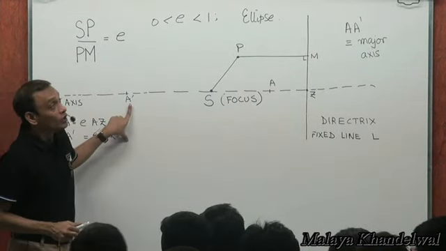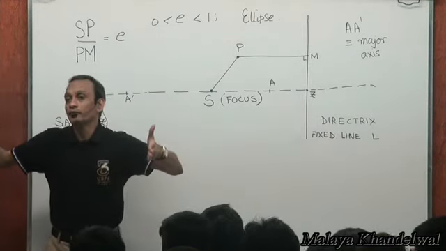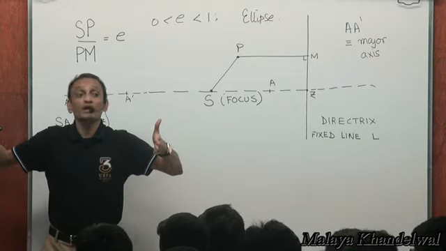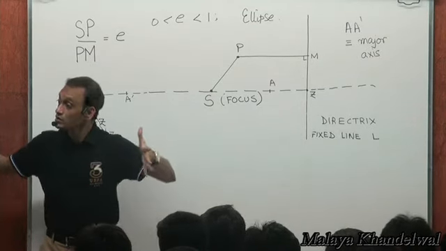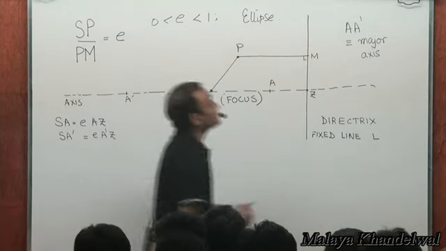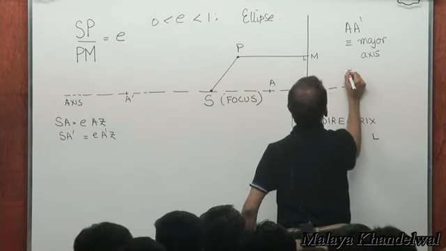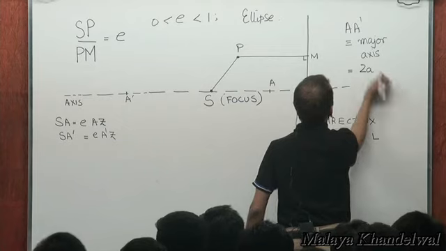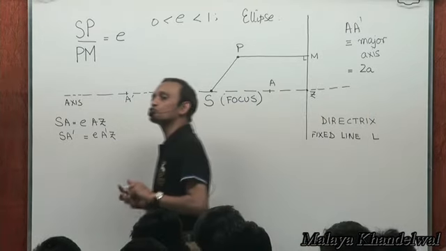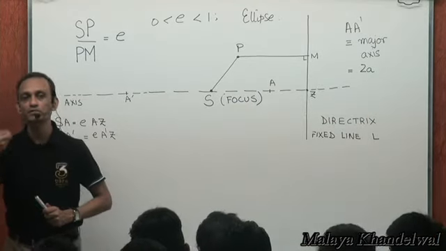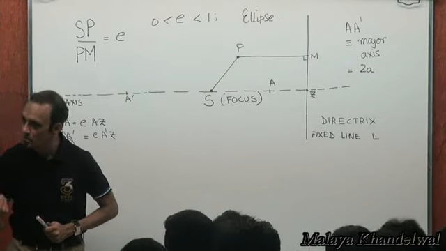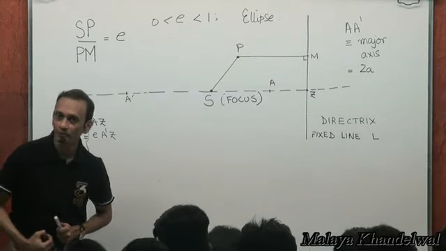So, this length AA prime within which the ellipse is confined is referred to as the major axis of the ellipse and is commonly designated by 2A. The length AA prime is designated as 2 times a real number A, a positive real number A. Clear?